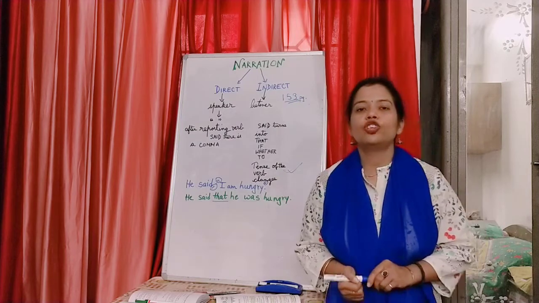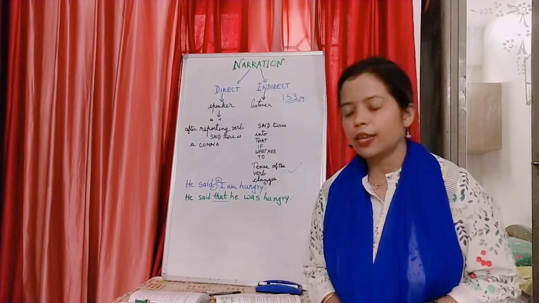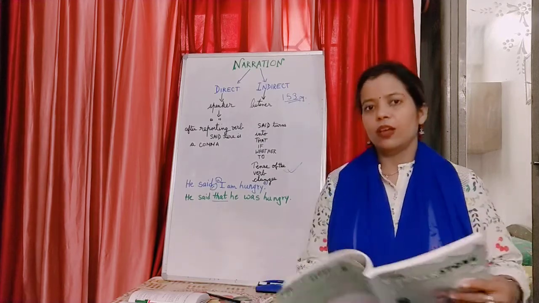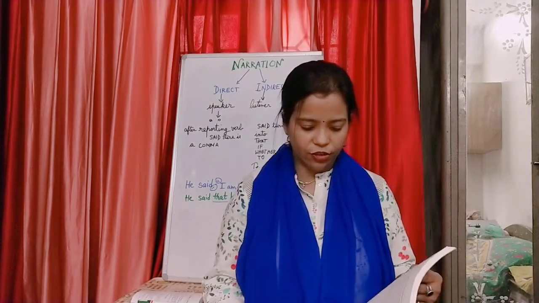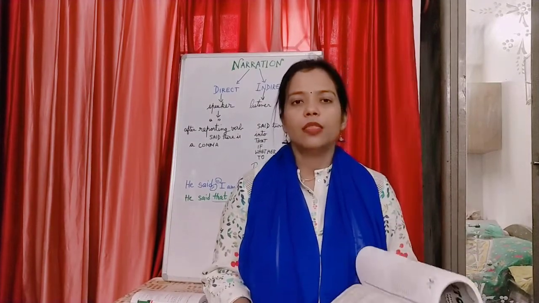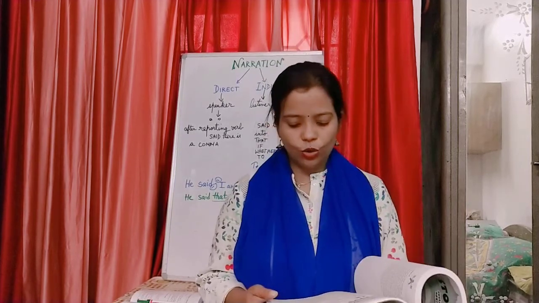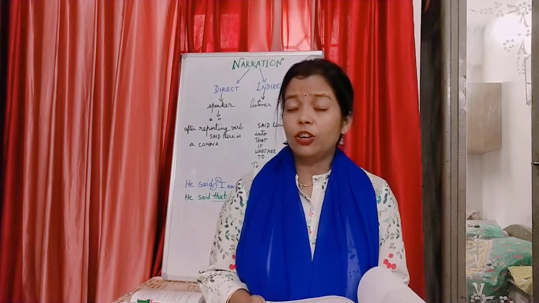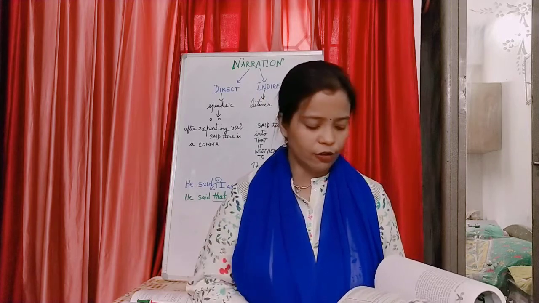This is the page wherein you are having this chapter, direct and indirect speech. Children, you would find that there is a chart given on page number 153, wherein there are a few set of examples and we are showing how the things are turned. Actually, it's just the difference between direct speech and indirect speech.